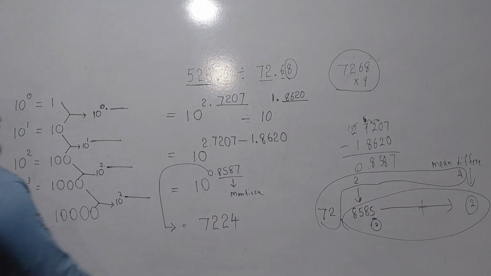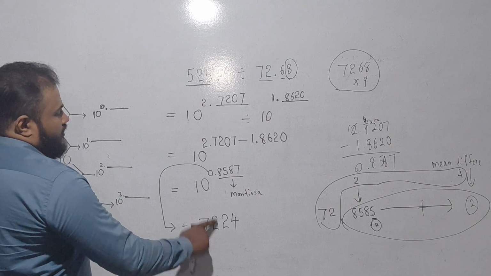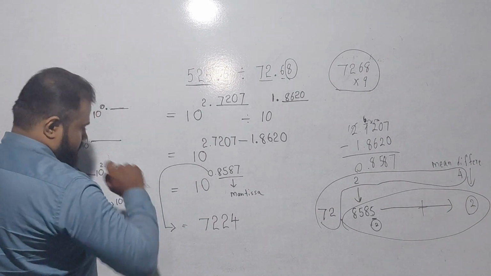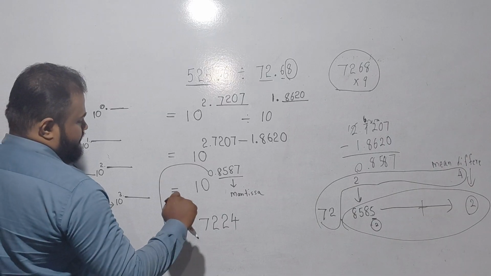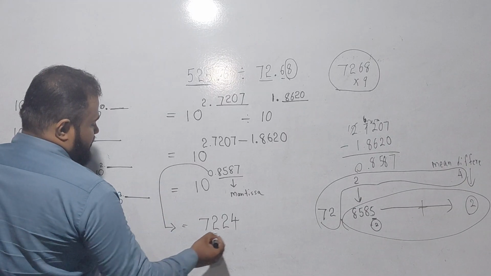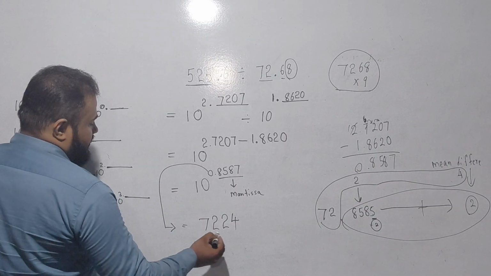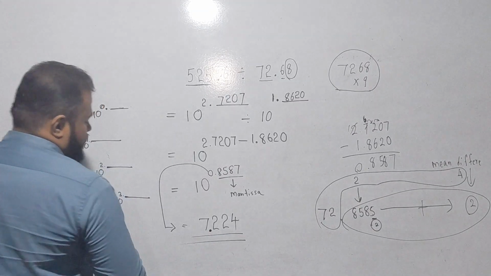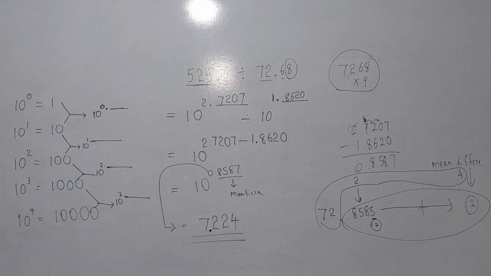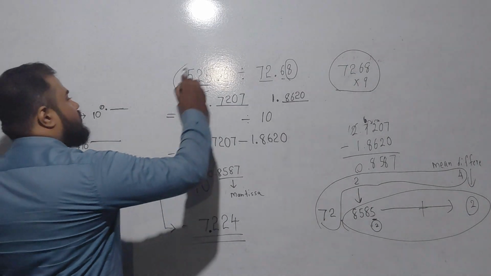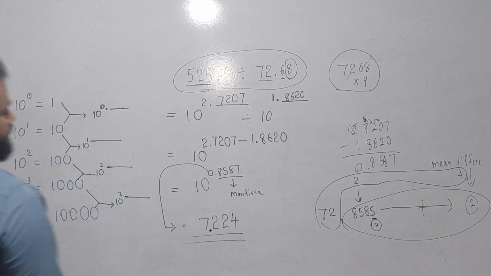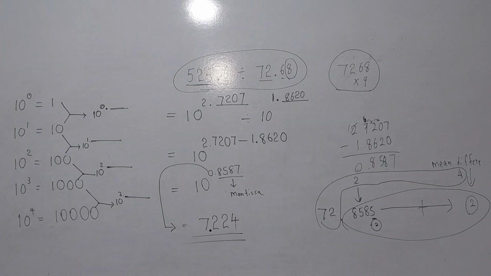Now, what is the answer? That characteristic told us the value is between 1 and 10. So, from these digits, what is between 1 and 10? 7.224. So, this is the answer. Use your calculator and find the value of this. You will definitely get 7.224. Okay.